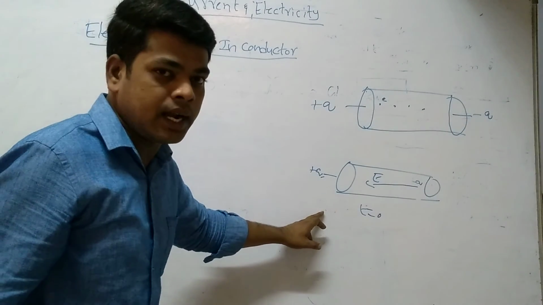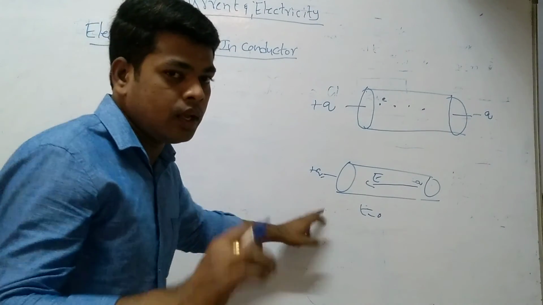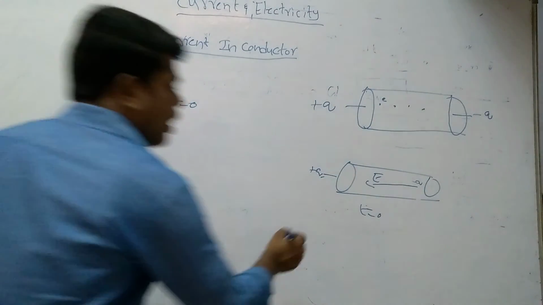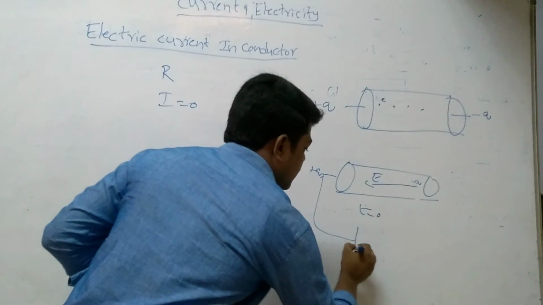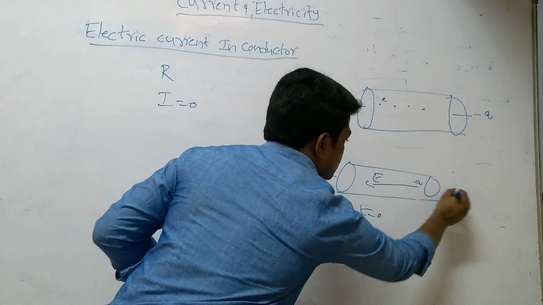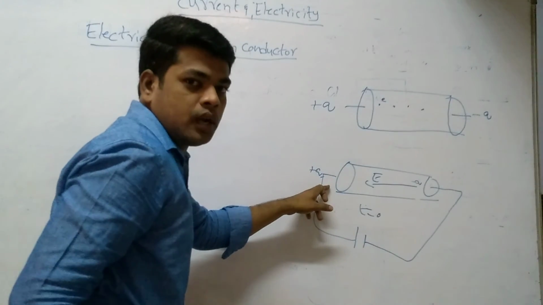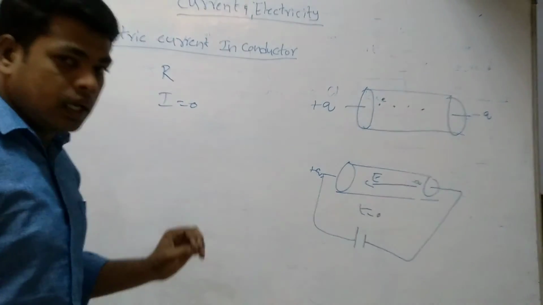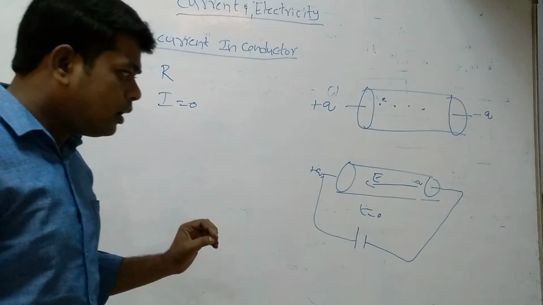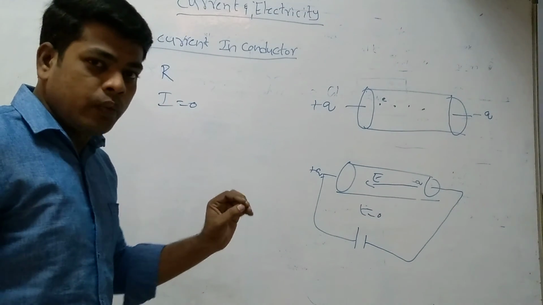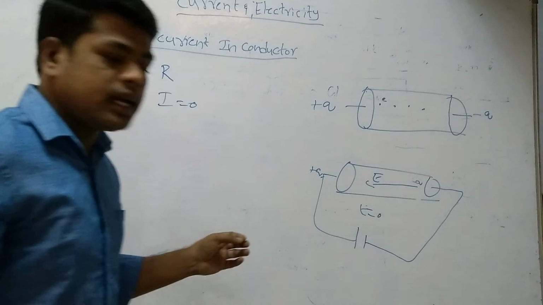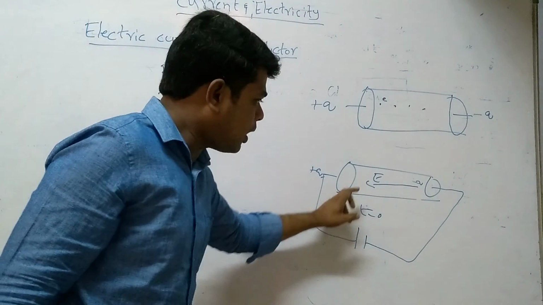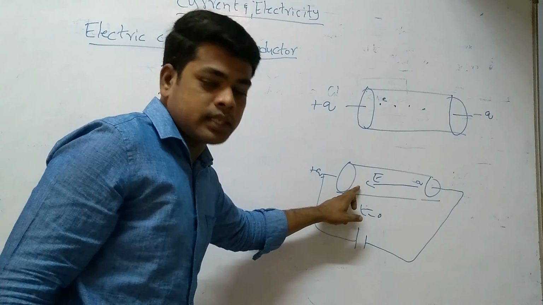If you want to observe a steady current, apply a battery at the two ends, then we observe the steady current in the conductor. So this is the result. When you apply the electric field continually, we will observe the steady current in the conductor. So that is the electric current in a conductor.